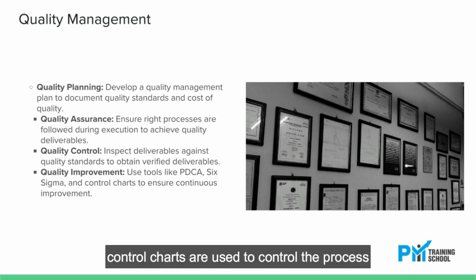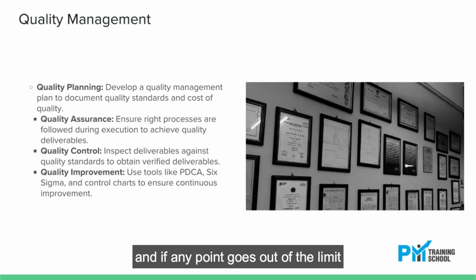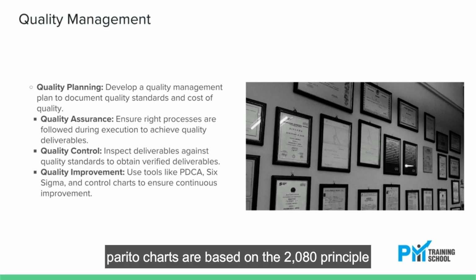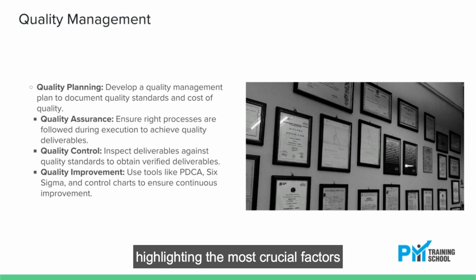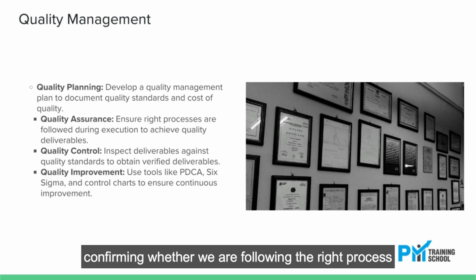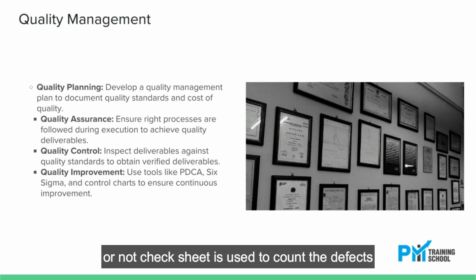Control charts are used to control the process, and if any point goes out of the limit, it needs to be investigated. Pareto charts are based on the 80/20 principle, highlighting the most crucial factors, serving as a prioritization tool. Checklist is used to ensure the sequence of the process, confirming whether we are following the right process or not. Check sheet is used to count the defects.